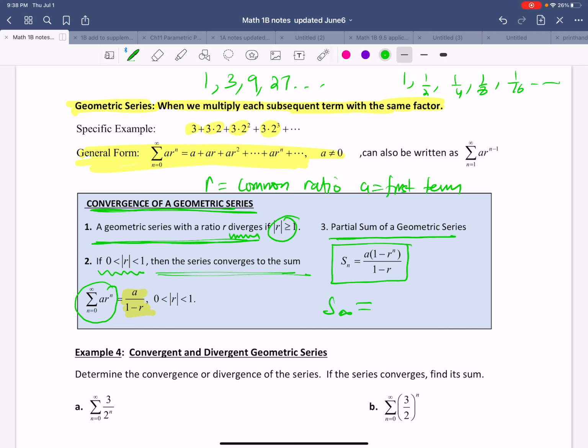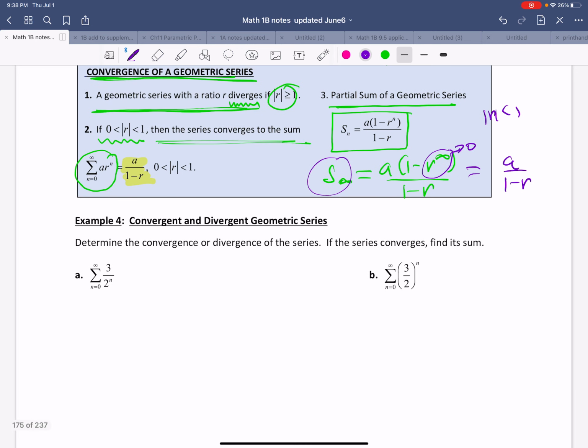Okay, so S infinity is going to be a times 1 minus r to the power infinity, over 1 minus r. Now we just said the absolute value of r is less than 1. That means r is a very small fraction lying between 0 and 1. So this term will go to 0. When we raise a very small fraction to infinite power, it's going to eventually go to 0. And that's how the sum is a over 1 minus r for infinite terms.